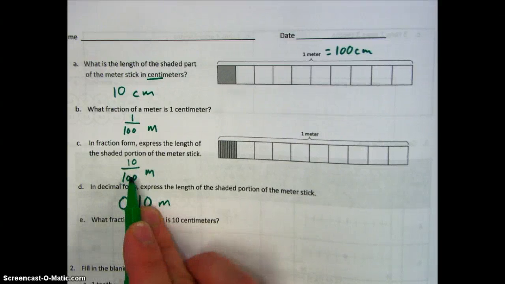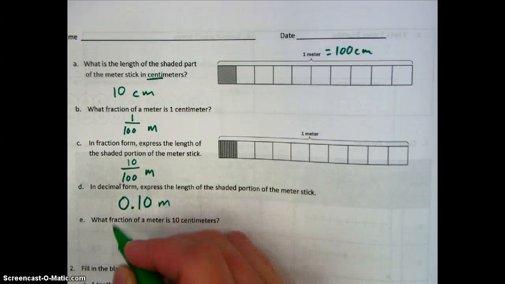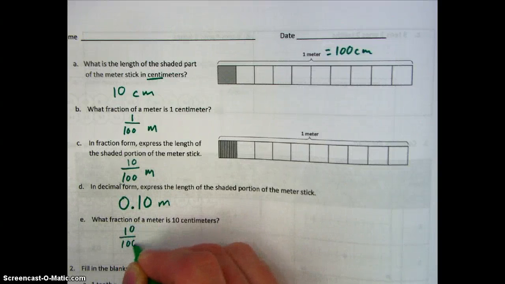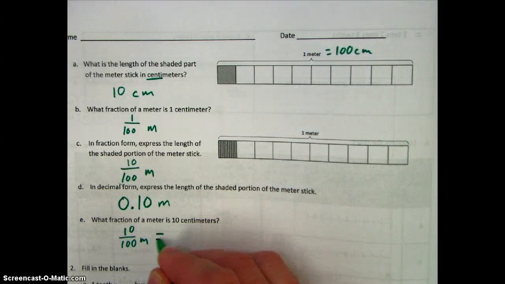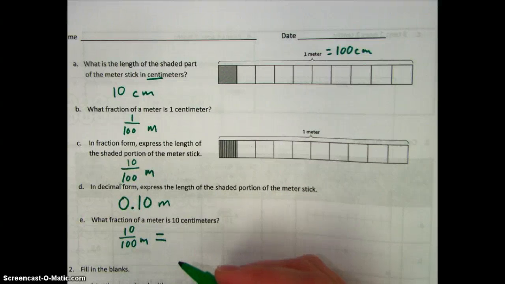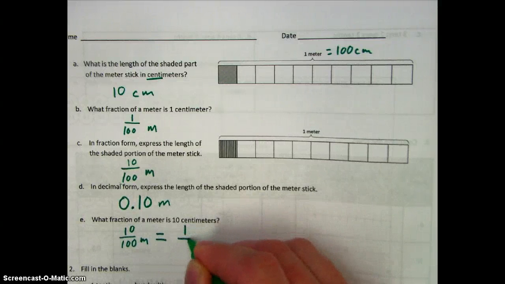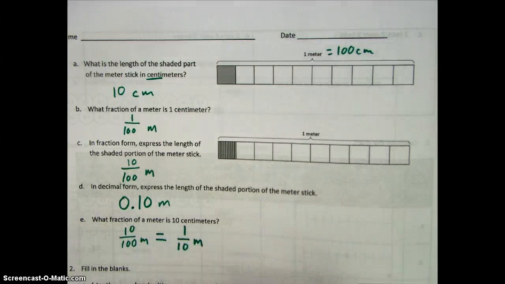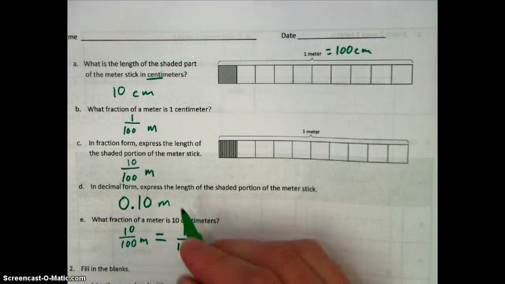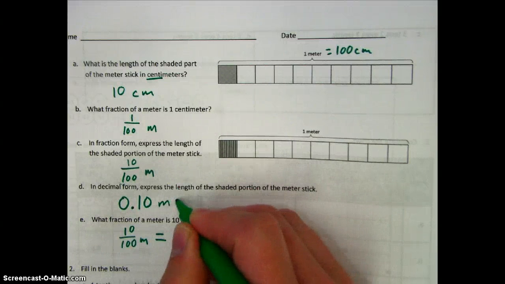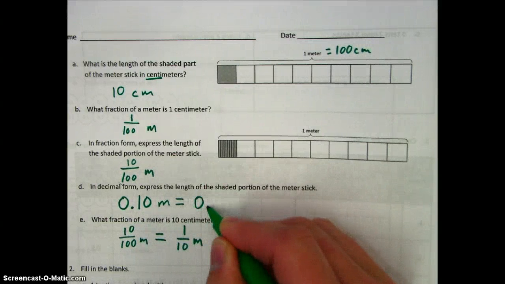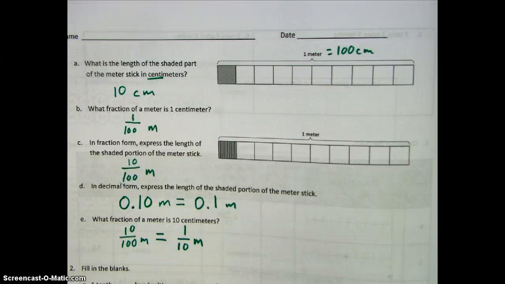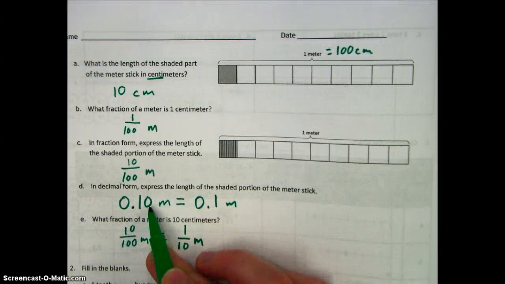So now again, looking back up here, our 10 centimeters is 10 hundredths of a meter. Now using what we know about equivalent fractions, we can then divide our numerator and our denominator by 10, and we get 1/10 of a meter. So going back up to letter D, we can see that our 10 hundredths is also equal to 1/10. Okay. So that extra 0 after the 1/10 doesn't change the value.